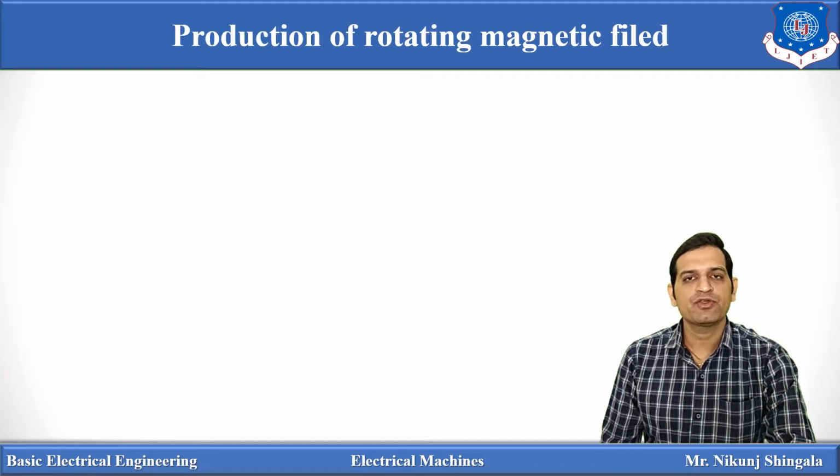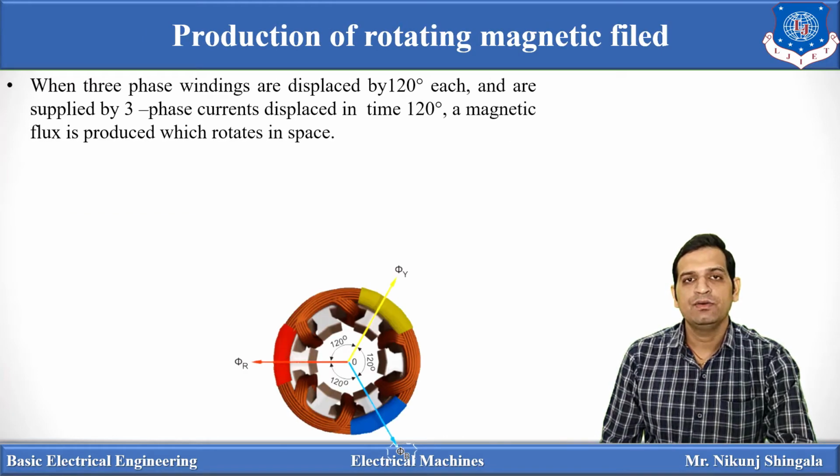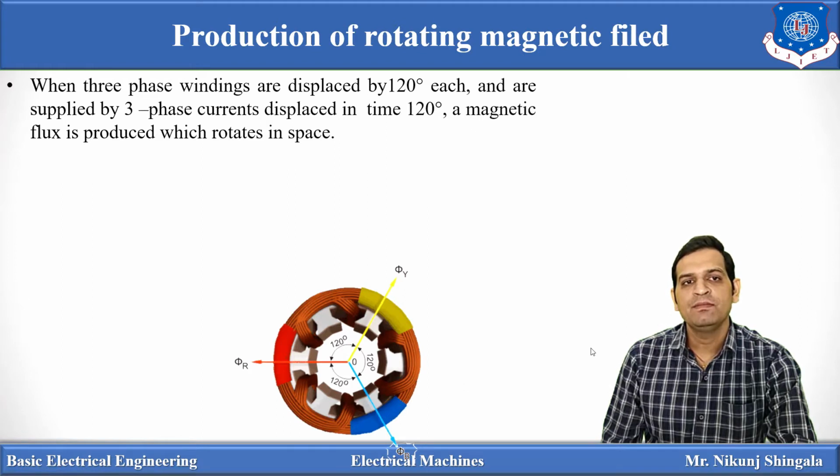So let us start with the production of rotating magnetic field. Now, as we know, there are three windings which are placed on the stator slots, and these three windings may be star or delta connected. Now, these three windings are displaced by 120 degree electrical angle from each other. Here you can see the stator winding, slots in which stator windings are placed, and three windings which are displaced by 120 degree electrical angle. Now, these three windings are supplied by three-phase supply, so three-phase current will be produced in these windings, which are displaced by 120 degree, and magnetic flux is produced which rotates in space, that I am going to prove.